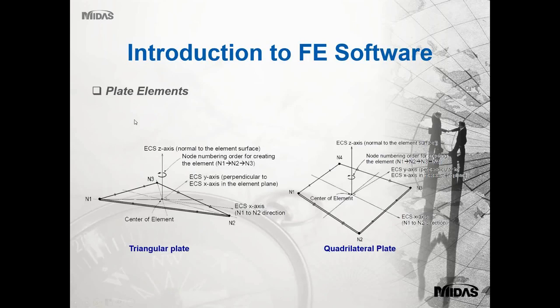Plate elements, for modeling of slabs and walls: we divide the slab or wall panels into very small finite plate elements, which can be either triangular or quadrilateral. So as shown in the figures here, you have 3 nodes in one plane, and connecting them you have a triangular plate, and similarly we have a 4-noded plate element here. Again, for plate element forces, we should keep in mind the element coordinate system. Every plate element has its own local coordinate system.